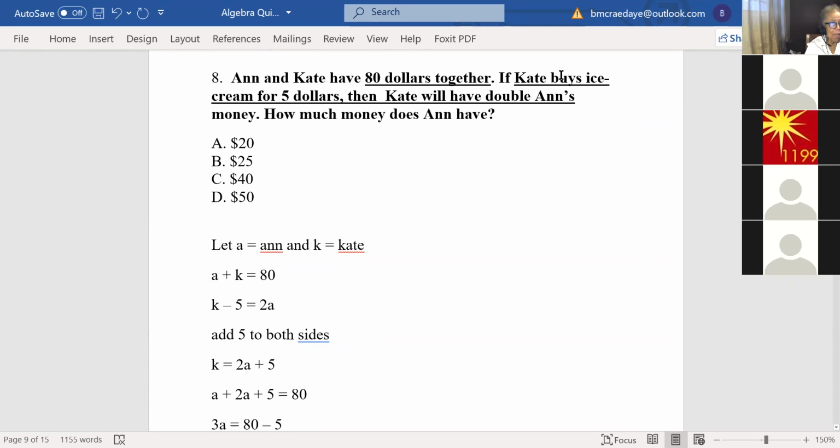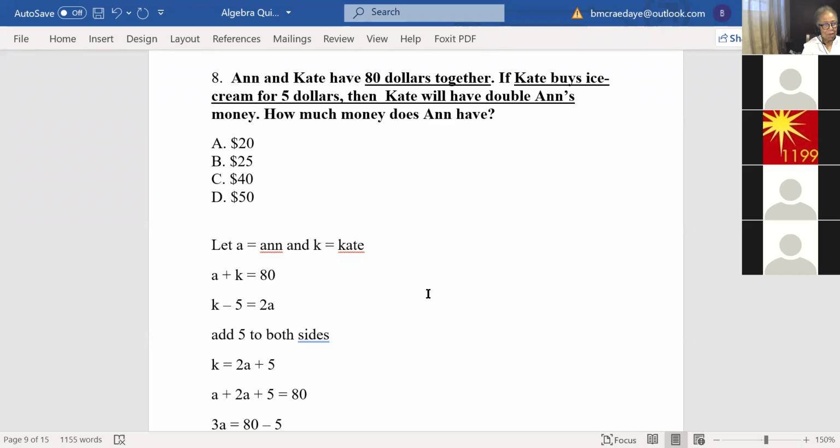Kate spent $5 of her money. That's the K minus 5. But after she spent it, that will be double Ann's, so that's how I got the 2A. Double means twice the amount. You follow? Okay, so the difference of the amount was $10 then?